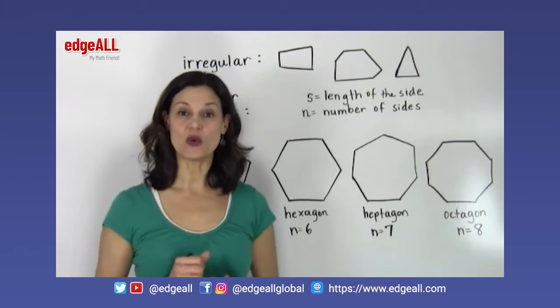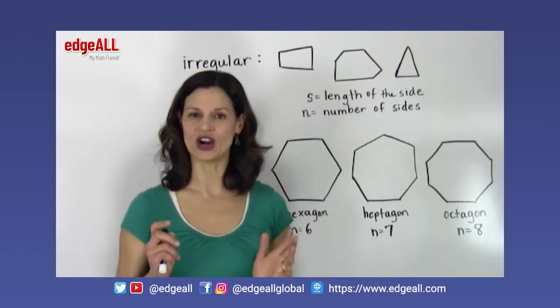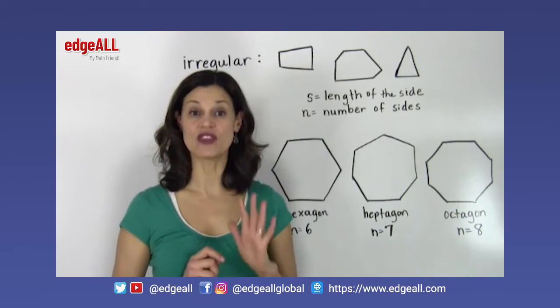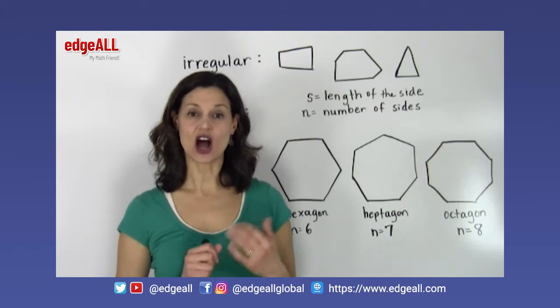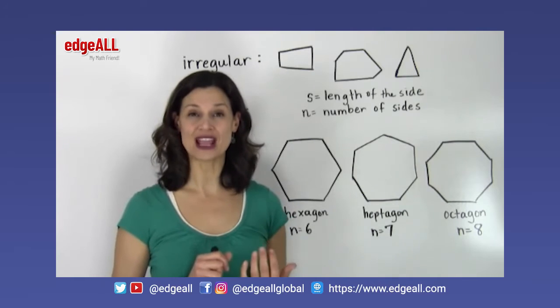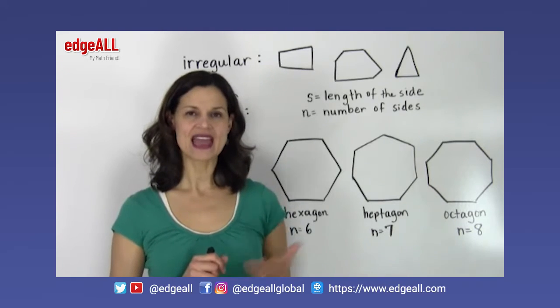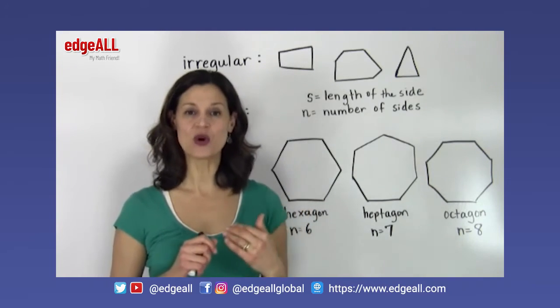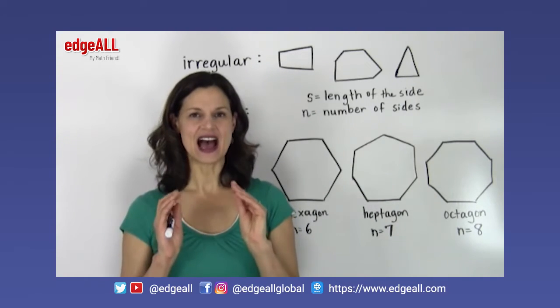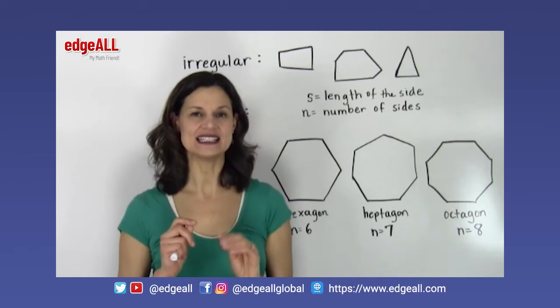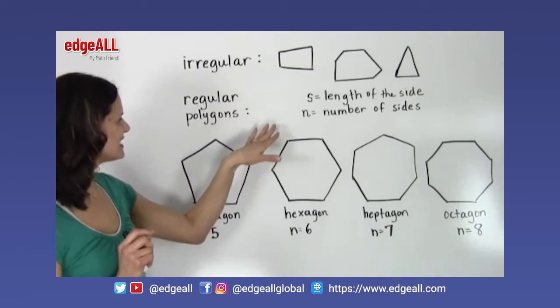In this video, we are going to study the perimeter of regular polygons with 5 or more sides. Let's take a look on the board at some of the regular polygons. And as we're talking through these, we're going to assume that the length of each side of a given polygon is S.